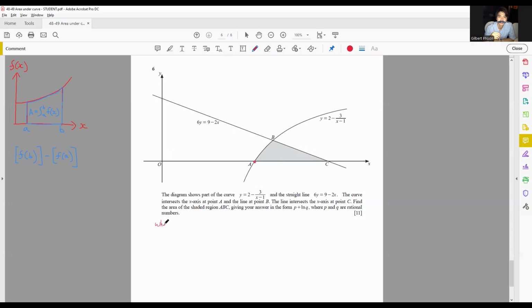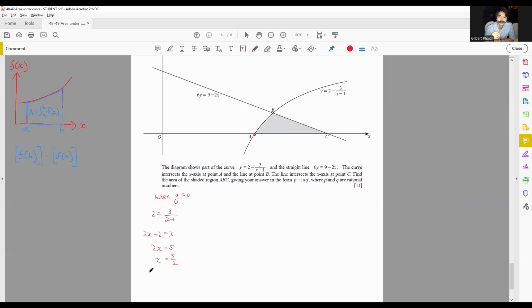So when y equals 0 for this equation, 2 equals 3/(x - 1), 2x - 2 equals 3, 2x equals 5, x is therefore equal to 5/2. So the A coordinate is (5/2, 0), right? To find the B coordinate is when we let this equation equal this equation over here. So that's the next thing we're going to do.